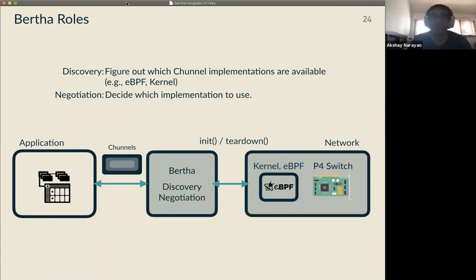Okay, so how does Bertha actually work? It has two primary jobs: discovery, which keeps track of the set of channel implementations available in the network, and negotiation, which decides which implementation of the ones available to use.